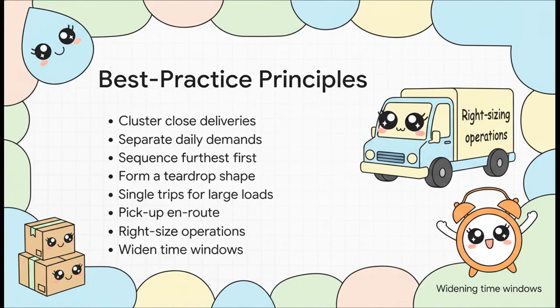First, you want to cluster deliveries that are physically close together and separate your daily demands so different routes don't overlap. Always start building your route from the furthest customer first. Crucially, sequence those stops so the overall shape forms a teardrop. For the bigger picture, use single trips for large loads and make your pickups en route rather than retracing your steps. Finally, right-size your operations by outsourcing the tiny deliveries and widen those narrow time windows wherever you possibly can to cut down on risk.